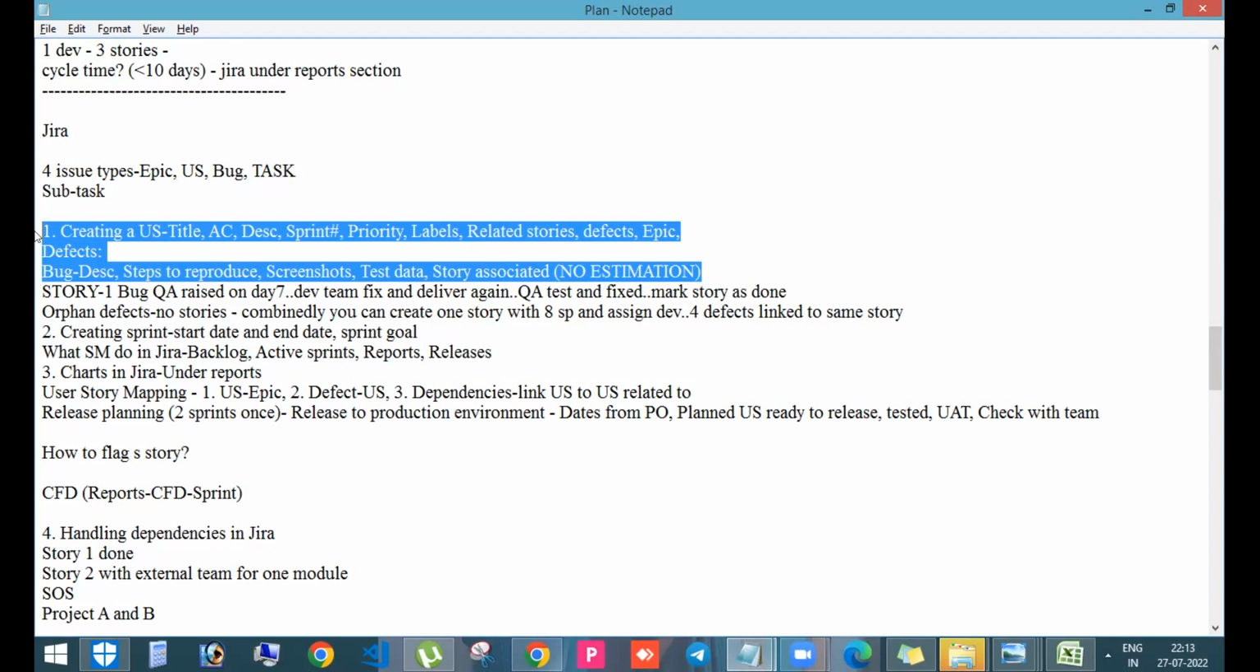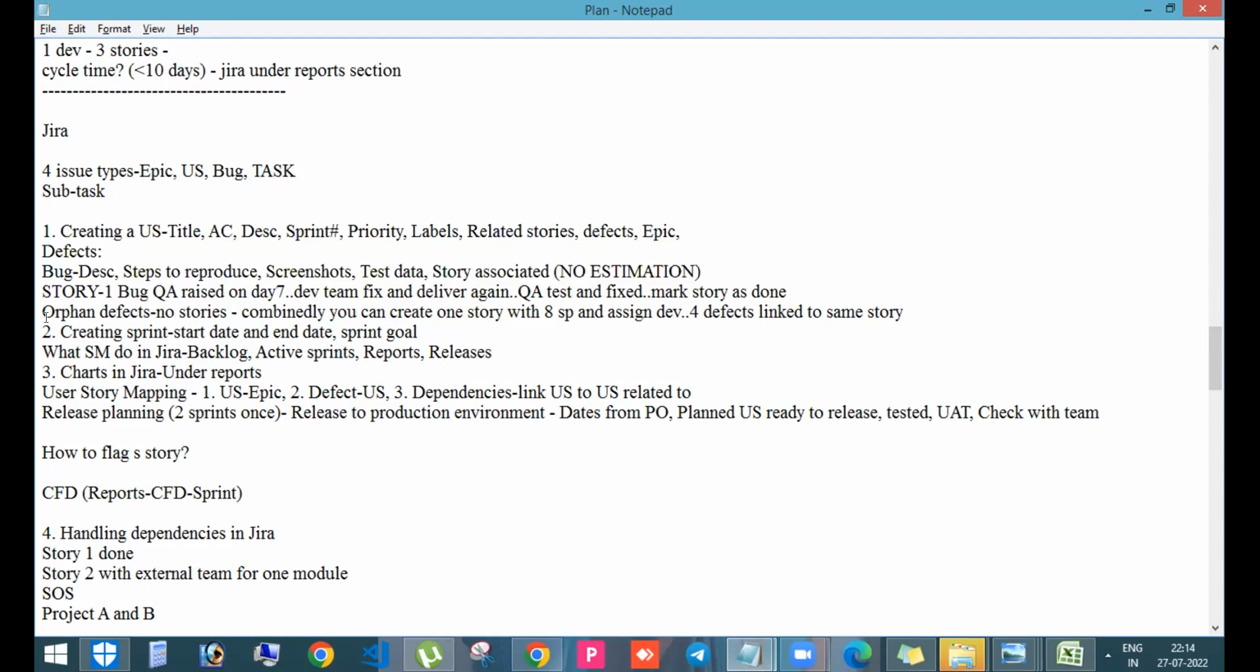So always remember, if there is any defect, we cannot close any user story. This is one important definition of done criteria. You remember I told you before also, there should not be any open defects. Okay. Now, this is clear, right?